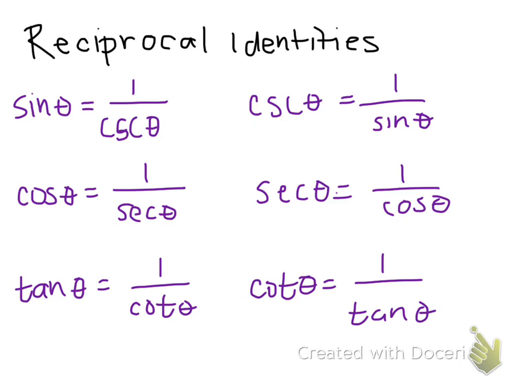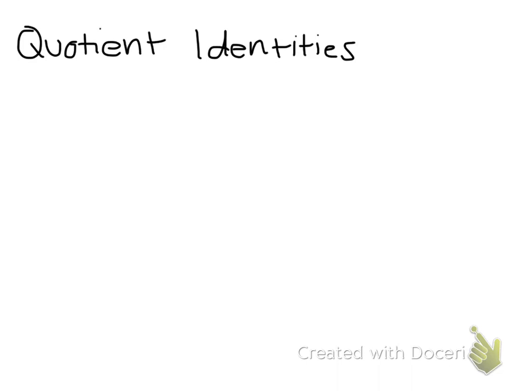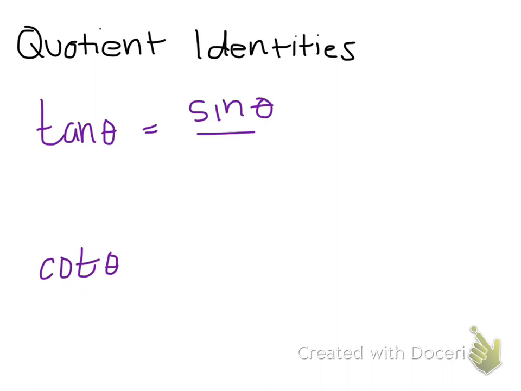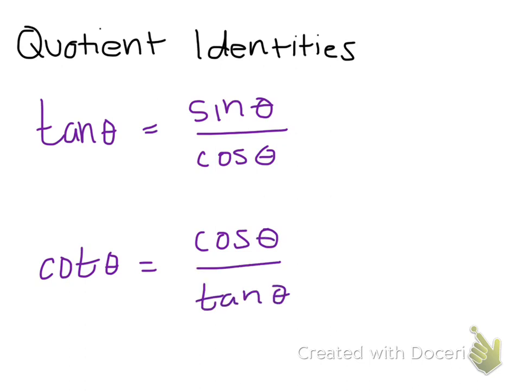Lastly, we're going to discuss our quotient identities. The quotient identity only applies to two trig functions, which are tangent and cotangent. Tangent is the same thing as sine divided by cosine, whereas cotangent is cosine over sine.